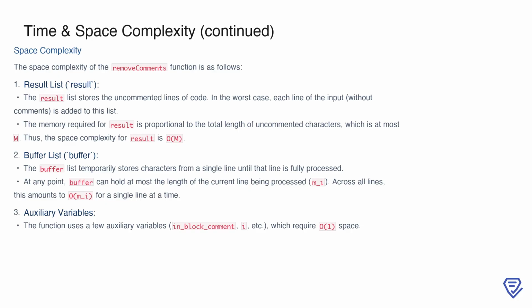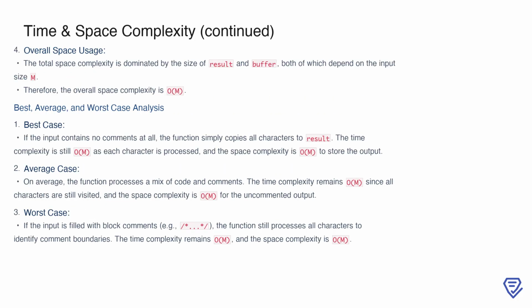Together, these components determine the overall space complexity. The total space usage is ultimately dominated by the sizes of result and buffer, which depend on the input size m. As a result, the overall space complexity is O(m). Now, let's consider the best, average, and worst case scenarios.